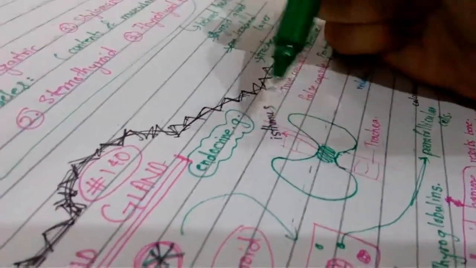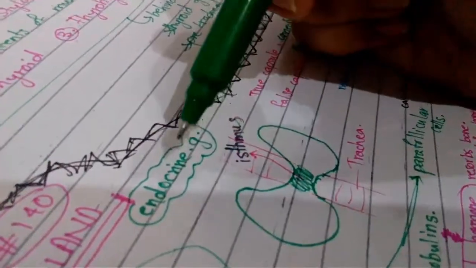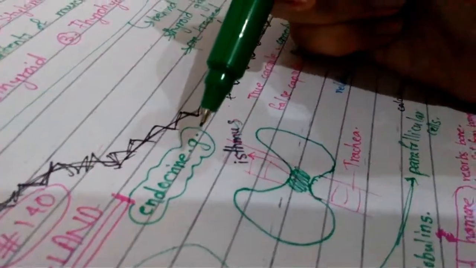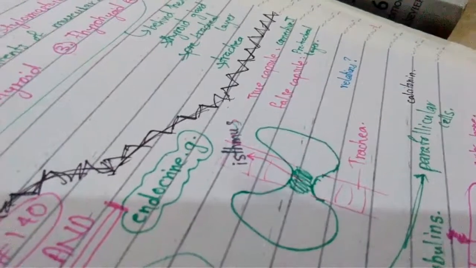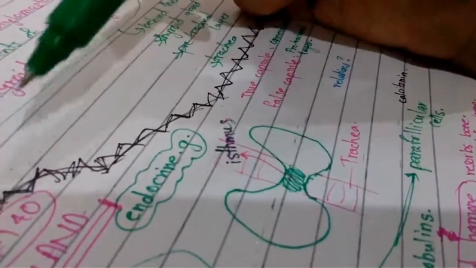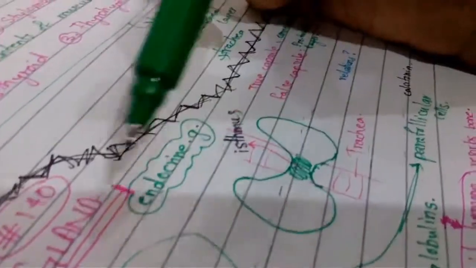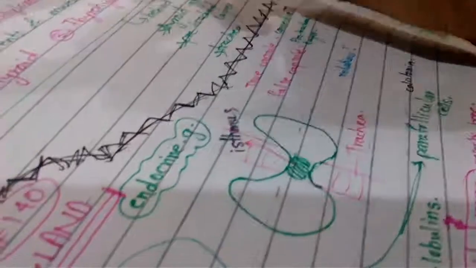I'm here and I'm going to tell you about the thyroid gland. The thyroid gland is an endocrine gland, that is, it secretes hormones which are secreted directly into the blood. Exocrine glands secrete hormones through ducts. Endocrine glands are ductless glands which do not have ducts.